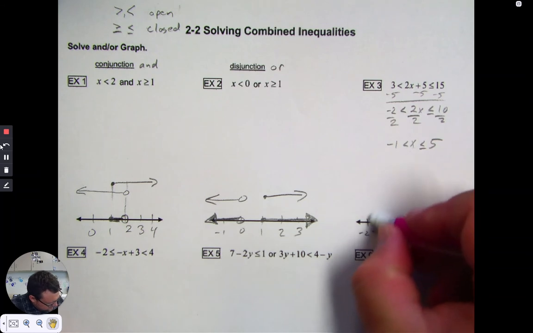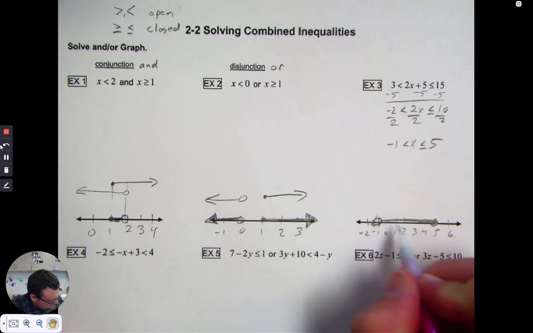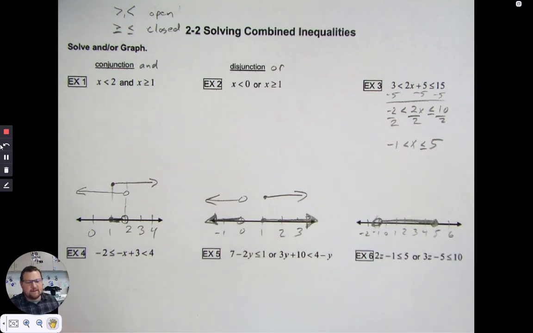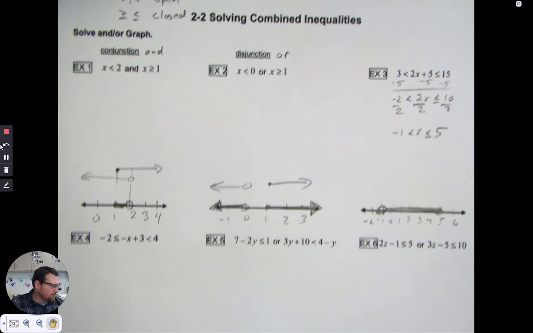So open circle. I don't know why I filled that in after when I went back and redid it. Open circle over to the closed circle at 5. Okay. On to number 4.